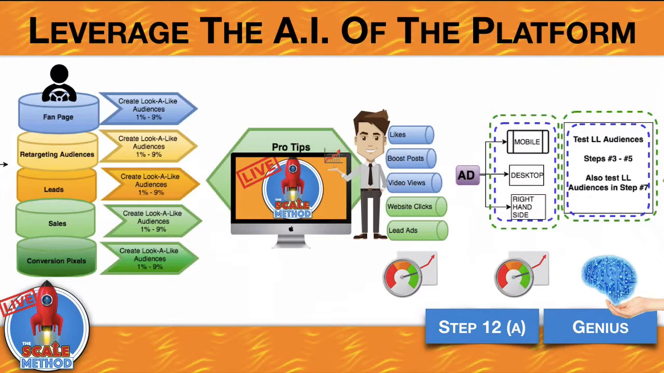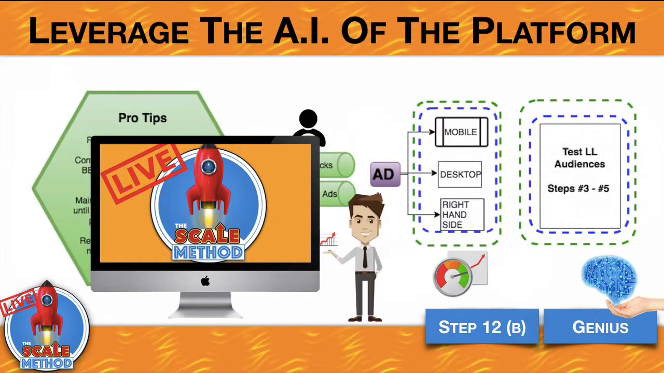Because now we're going to take likes, boost posts, video views, website clicks, and lead ads. Once we really know our numbers, we're going to run both ads and content ads on mobile, desktop, right-hand side. And we're going to test out some lookalike audiences. We're going to start to see the artificial algorithm really start to take over. This can be one of the biggest pro tips, but it would take me 15 minutes to go over. And this is one of the things I love to go over live with you.